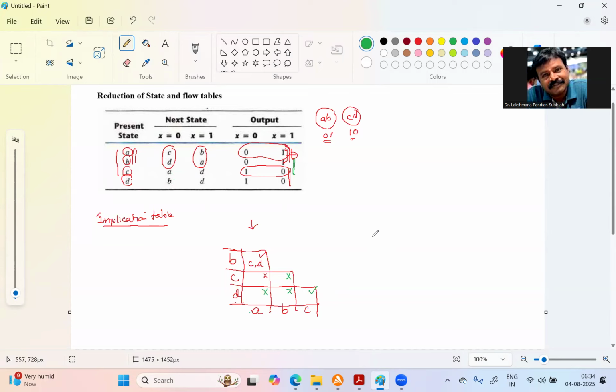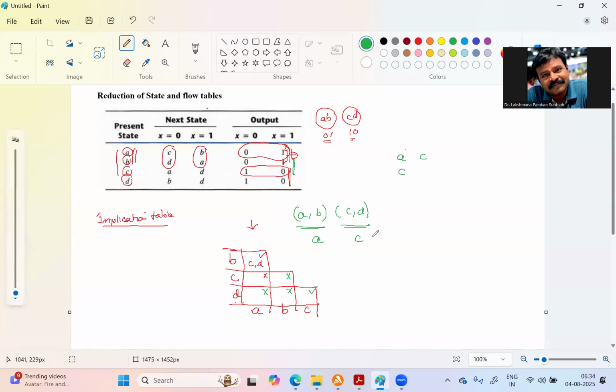Now, using this, AB gets a tick mark. So A and B is one pair, and similarly the implied pair is CD. Then AB is reduced to one state, and you take A as the representative. Wherever there is B, you replace it by A. Then CD, you take C as the representative. So we are reducing the table to states A and C. Then by 0, it will go to CD, which is C.